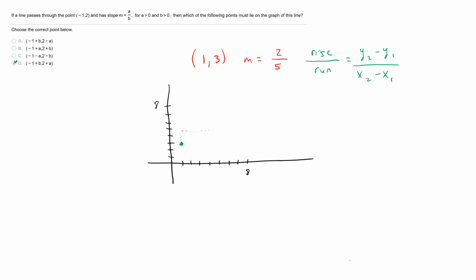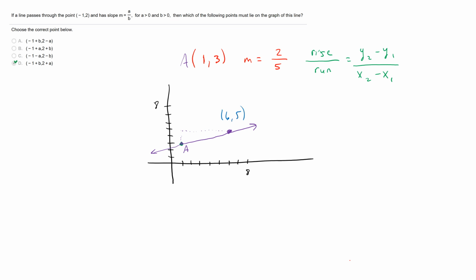And let's see, if I go over 5, 1, 2, 3, 4, 5. If I go over 5, it'd be right there. Right, and then I could, of course, draw the line through the 2 points if I wanted to. So the first point is maybe I'll call that A. That's the point (1, 3). And once I go up 2 and over 5, I think I would be at (6, 5).